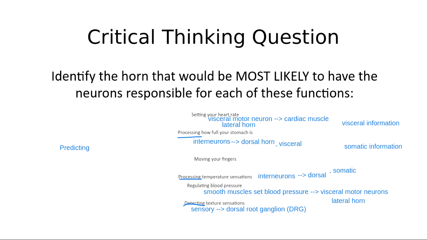And remember that skeletal muscle tissue was controlled by somatic motor neurons. And which of those horns did the somatic motor neurons live inside of? If I'm a somatic motor neuron, yeah, I live in that ventral horn, the ventral horn.